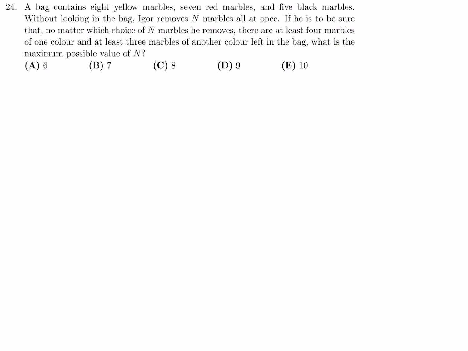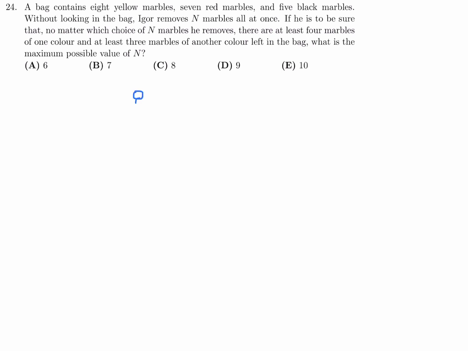A bag contains 8 yellow marbles, 7 red marbles, and 5 black marbles. Without looking in the bag, Igor removes n marbles all at once. If he is to be sure that no matter which choice of n marbles he removes, there are at least 4 marbles of one color and at least 3 marbles of another color left in the bag, what is the maximum possible value of n?